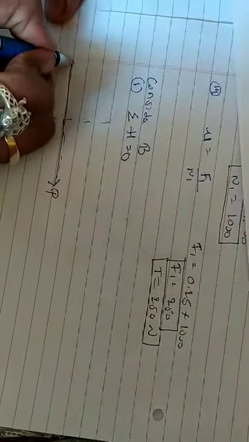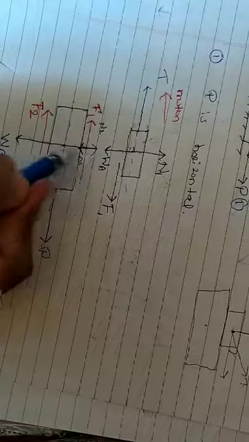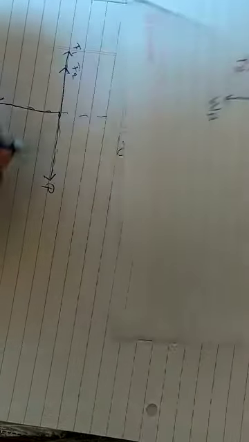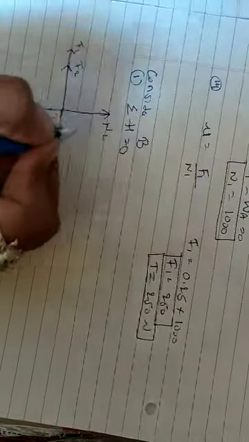So I can write here F1, F2 acting along negative x-axis. Weight of the body WB acting vertically downwards. N1 acting vertically downwards. So N2 acting vertically upwards. All the forces are here.